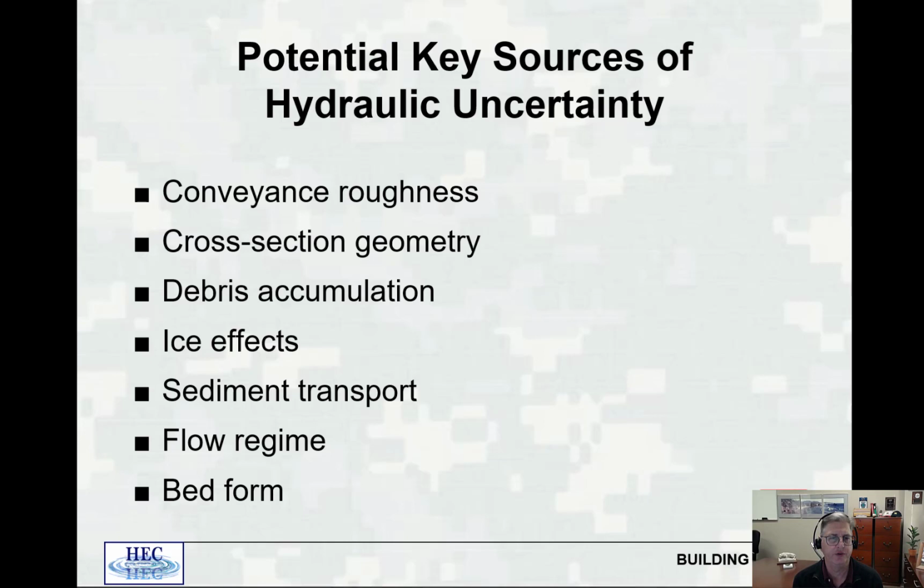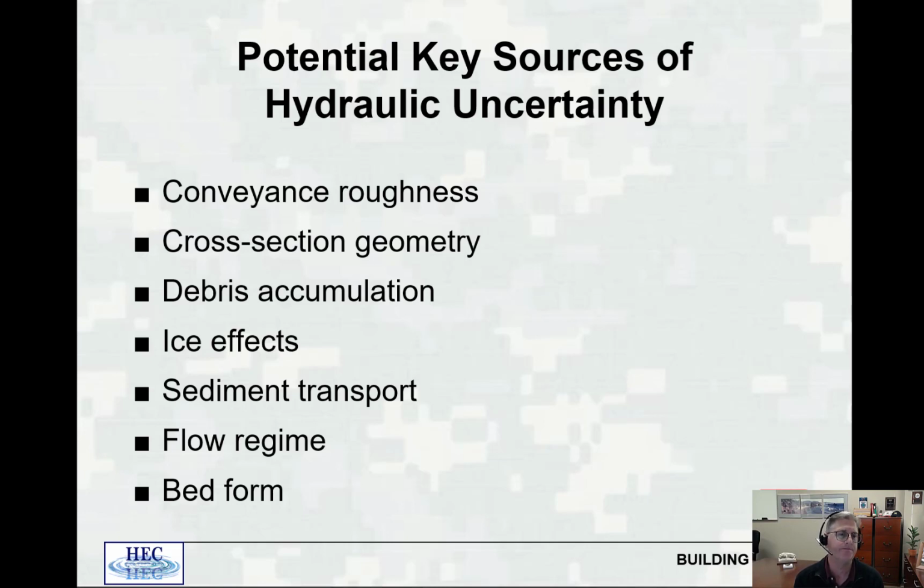Potential sources of hydraulic uncertainty: conveyance roughness, whether the Manning's roughness value is 0.035, 0.045, 0.055. At HEC, we did a poll where we surveyed students in our classes. We showed them pictures of various stream channels and asked them what the Manning's roughness values would be for those particular stream channels. And what we saw was a fairly wide array of answers for those various stream crossings. And because of that, you can tell that there's a lot of uncertainty associated with your selection of a conveyance roughness factor or Manning's n value.